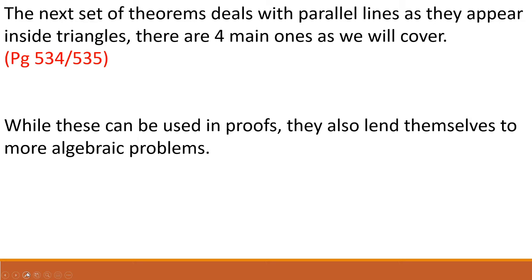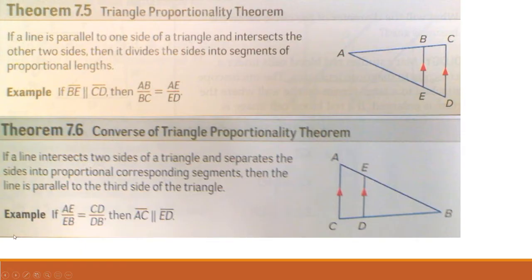Now we're going to talk about how they interact with segments. So let's go ahead and get to it. There's basically four main types of problems we're looking at, four main types of situations. So the first one is about how they interact with these triangle situations. So the first one's called the triangle proportionality theorem, and the second one's called the converse of that.